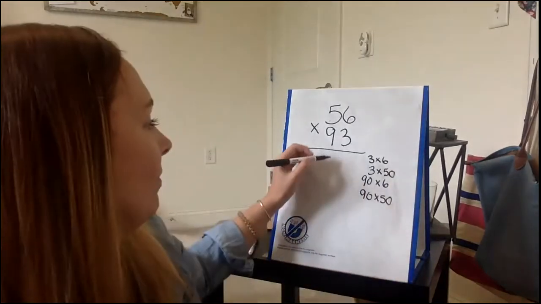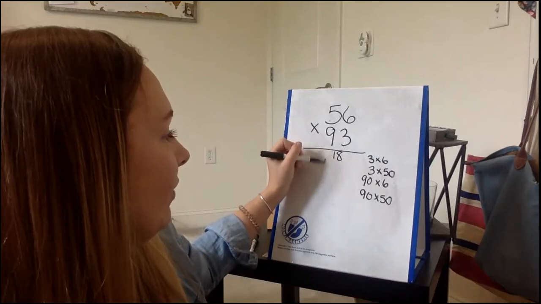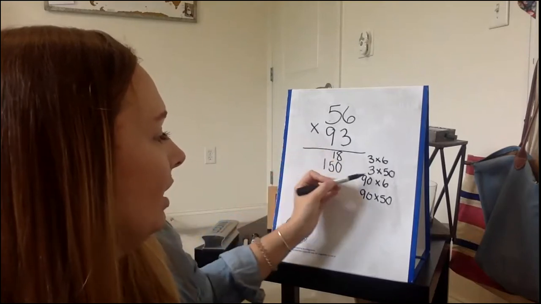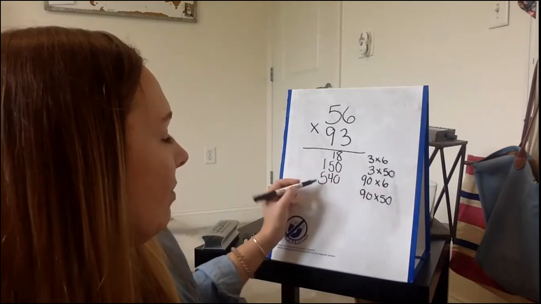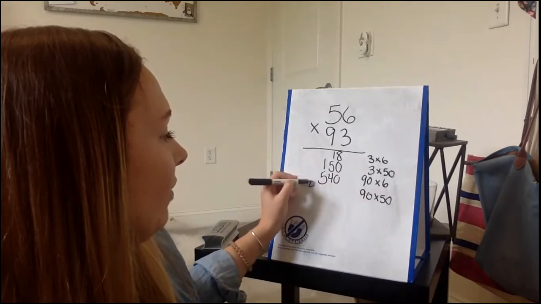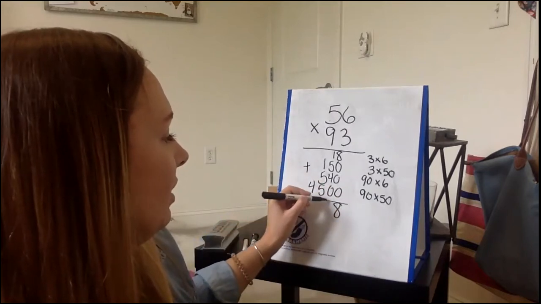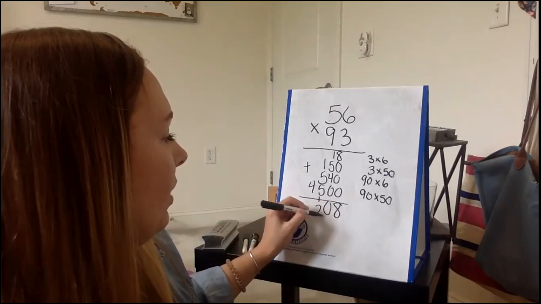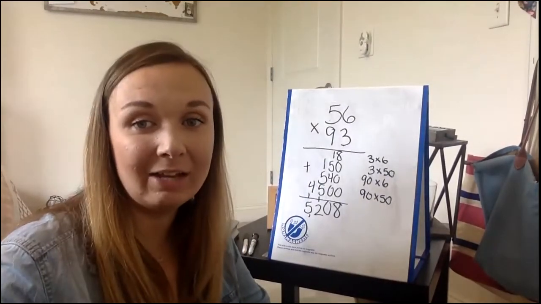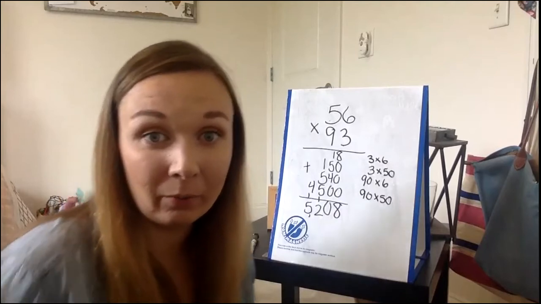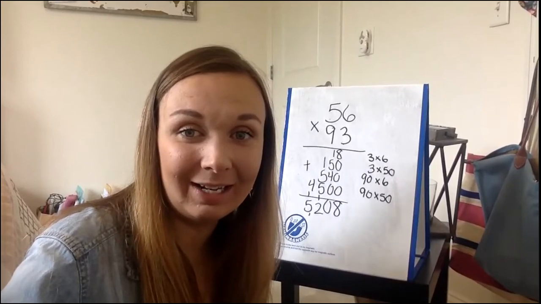When I work through those problems, I'm going to get 18. 3 times 5 is 15, so 15 tens would be 150. 9 times 6 is 54, so 54 tens would be 540. And 9 times 5 is 45, but that's 45 hundreds because there is tens times tens. Give yourself a check if you had 5,208 as your answer. If you didn't, go ahead and look through my work and try to locate your mistake. Think about what you made that mistake on so that you're less likely to make it again next time.